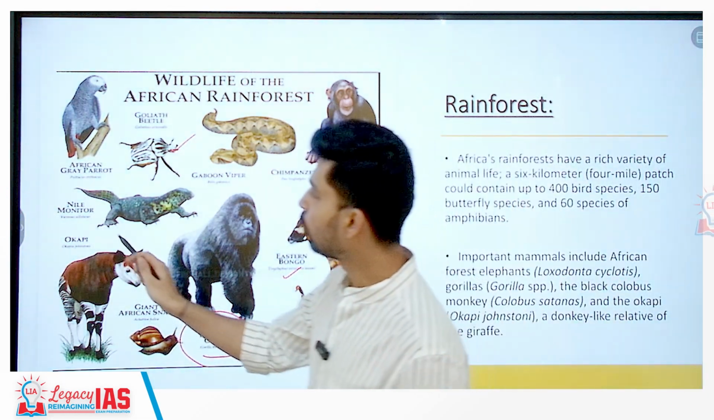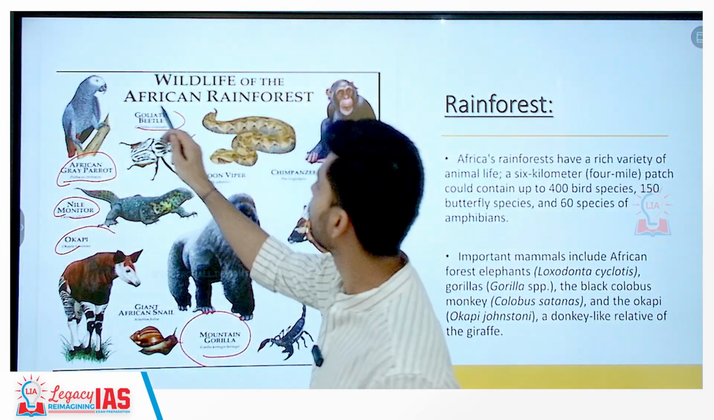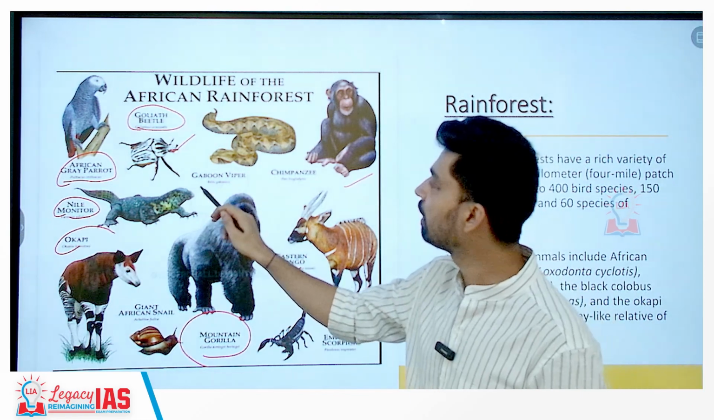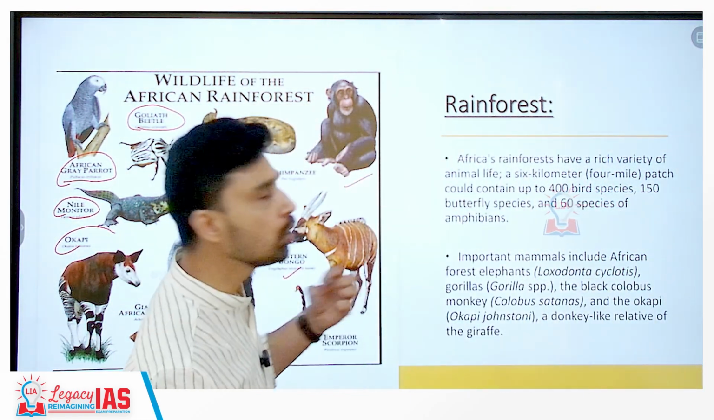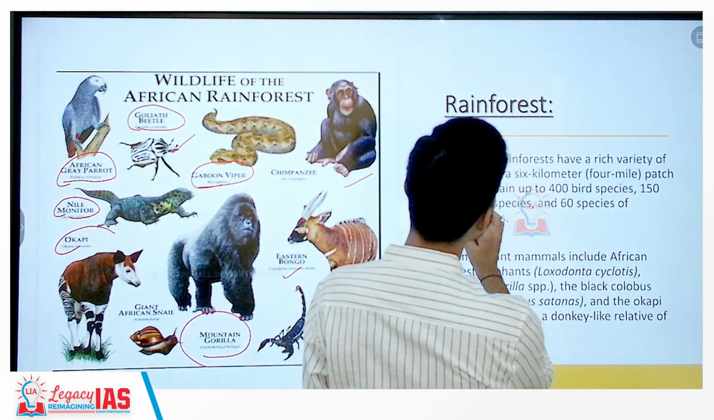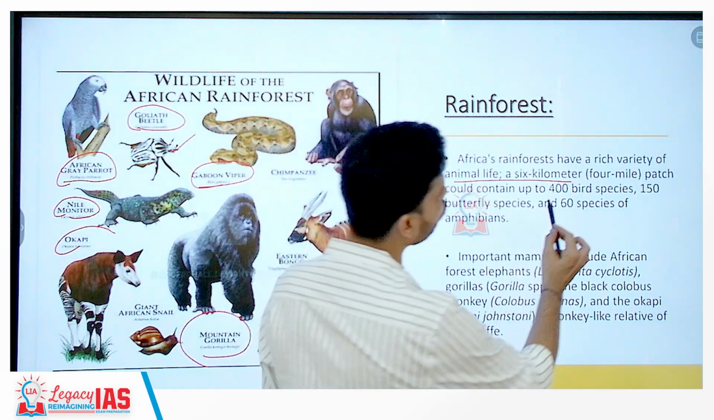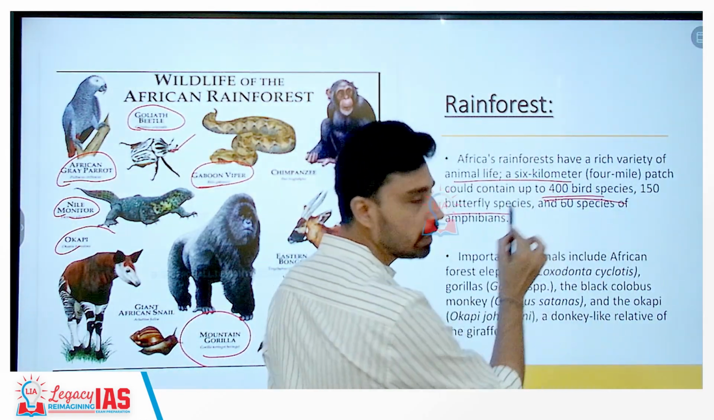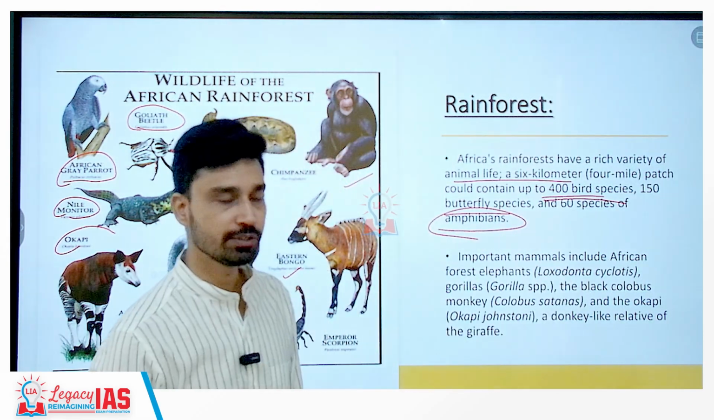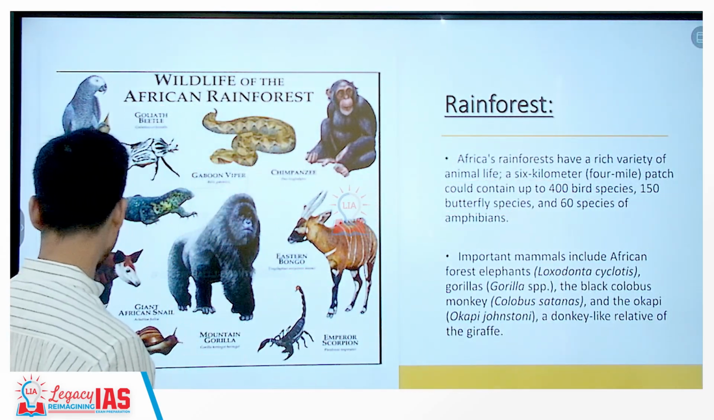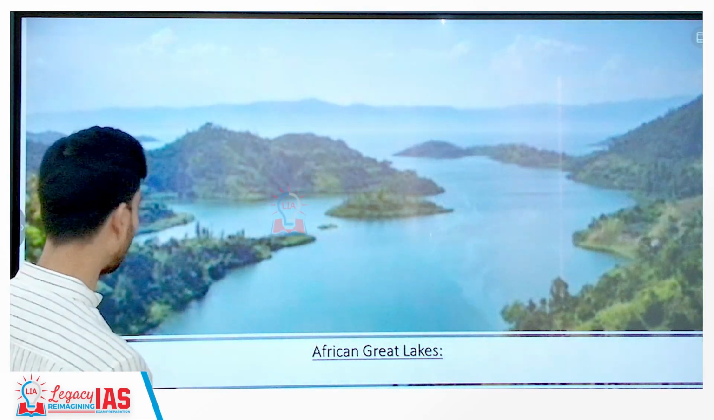Then you have okapi, Nile river monitor lizard, African grey parrot. Then we have Goliath beetle, you have gaboon viper. These are the major species. Apart from that, if you take a look at the numbers, it has a rich variety of animal life, and a 6-kilometer patch can contain up to 400 bird species, 150 butterfly species, and 60 species of amphibians. So, this is the example of the rich biodiversity of African rainforest.